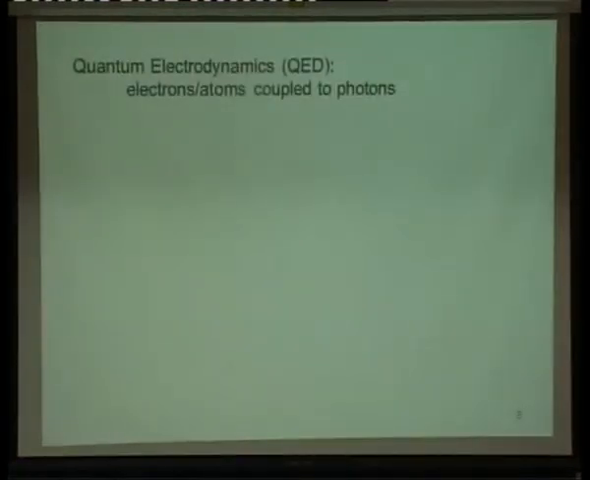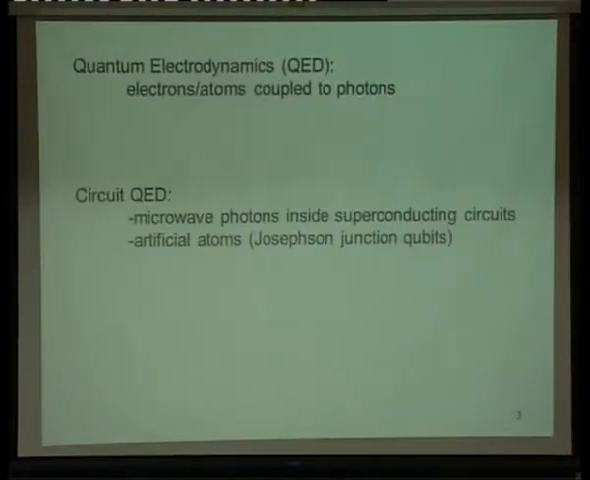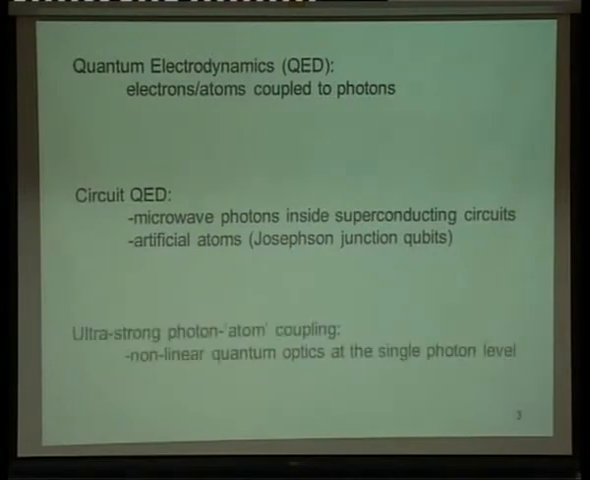So we're going to talk here about circuit QED. It's sort of analogous to cavity QED. It's going to involve microwave photons inside superconducting electrical circuits and, more recently, three-dimensional resonators. And instead of real atoms, we're going to have artificial atoms, which are made of Josephson junction circuits with antennas attached to them so they can talk to the microwaves.